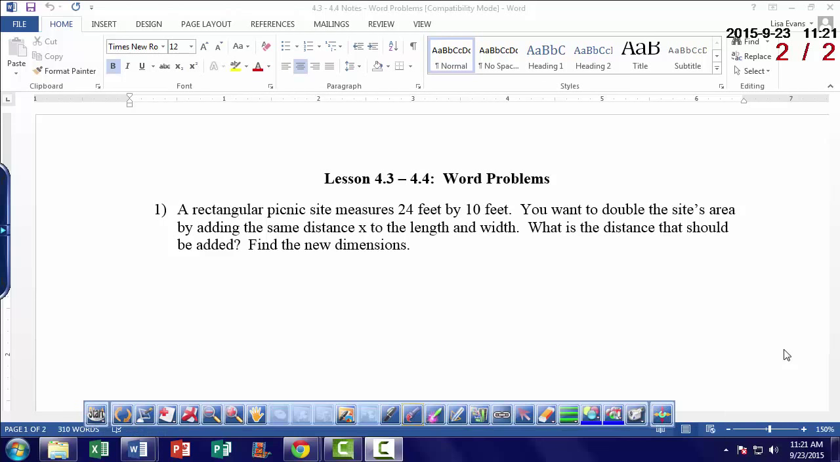Hello, today we're doing lesson 4.3 and 4.4 word problems. These are also word problems involving quadratic functions, except we are going to use factoring to solve. So let's go ahead and get started so you can see the difference in how the questions are asked.